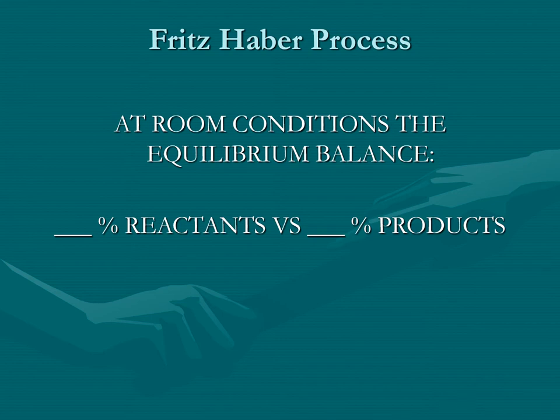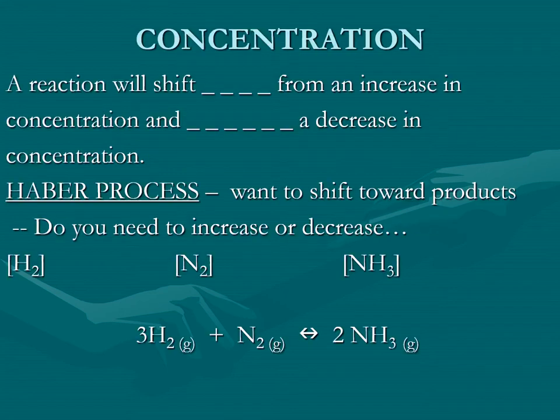So in this reaction at room temperature, I can tell you, we said it favors the reactants. It really does. 99% is going to be reactants and only 1% products. We want to shift that so that it's more of the products. So the first stress we have: a reaction will shift away from an increase in concentration and towards a decrease in concentration.